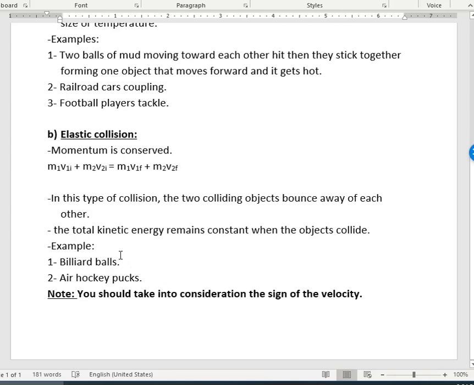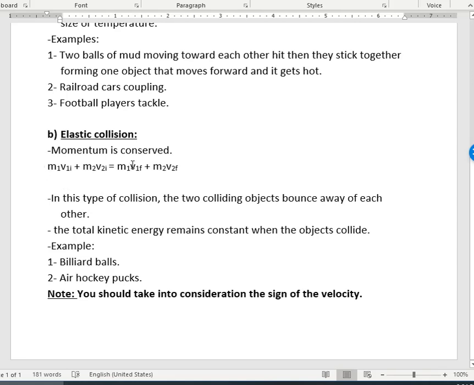Now, in an elastic collision, there will be no form of energy produced other than the kinetic energy. So objects will not deform their shape, they will not change their temperature, so the total kinetic energy remains constant when the two objects collide. For example, as I said, billiard balls or air hockey pucks.